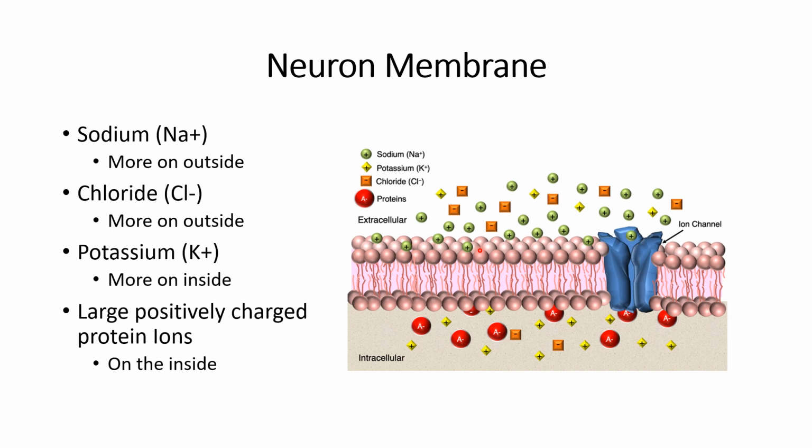This is done in some different ways, and we'll talk about the different ways that this is done. So once again, sodium, there's more on the outside. Chloride, there's more on the outside. Potassium, there's more on the inside of the cell. And there are a lot of large negatively charged proteins on the inside. I think that's it for this slide. Let's go ahead and move on.